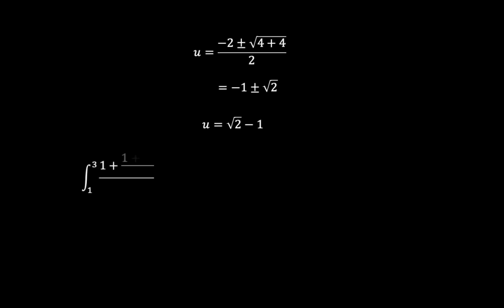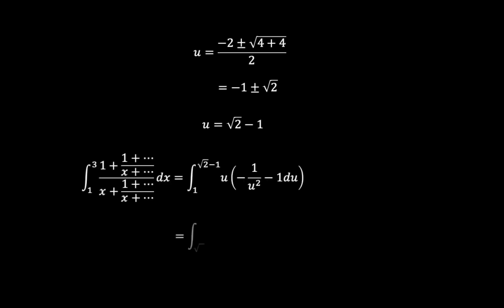Again, we know that within the interval of integration, u must be positive, so u equals the square root of 2 minus 1. And so our integral is therefore the same as, in place of 1, we have 1. In place of 3, we have the square root of 2 minus 1. In place of the integrand, we have u. In place of dx, we have negative 1 over u squared minus 1 du. And you can pull out the negatives and flip the limits, so that we have the integral from root 2 minus 1 to u equals 1 of u times 1 over u squared plus 1.